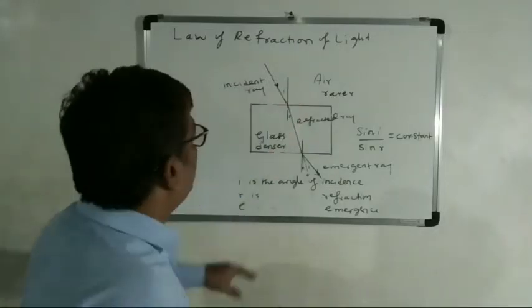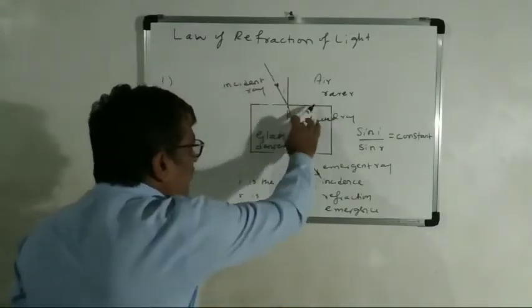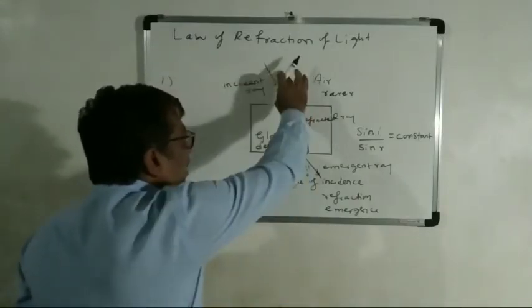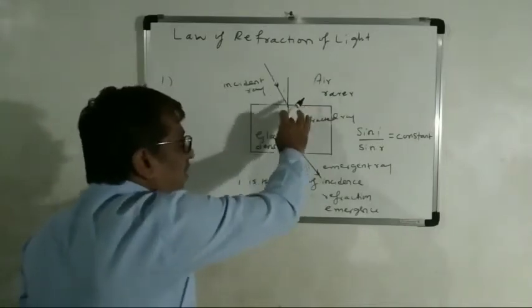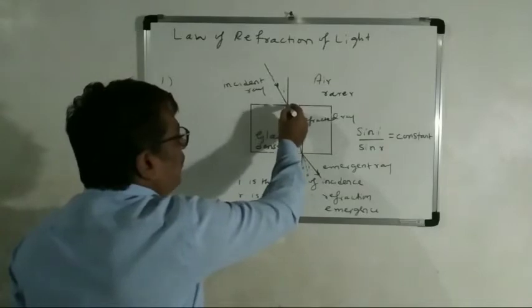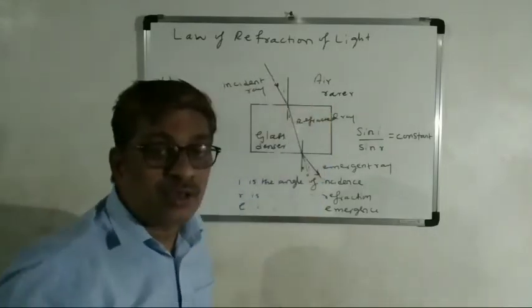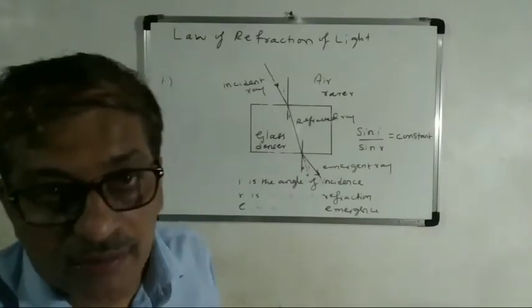Now try to understand. This is the incident ray, this one is the refracted ray, and this one is the normal. At the point of incidence, all lie in the same plane. So this is law number 1.